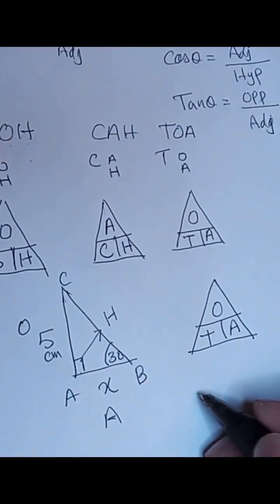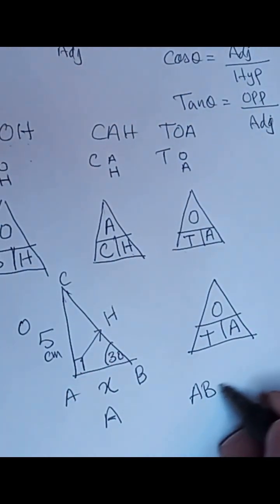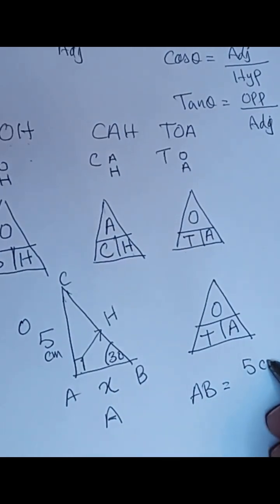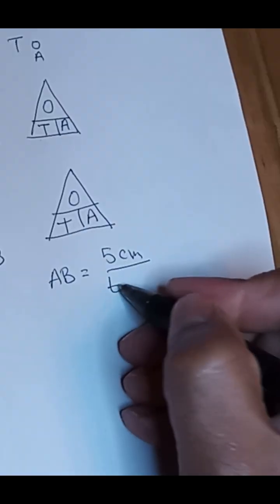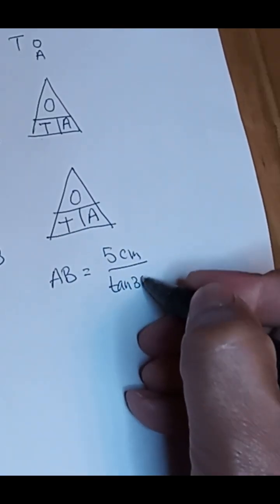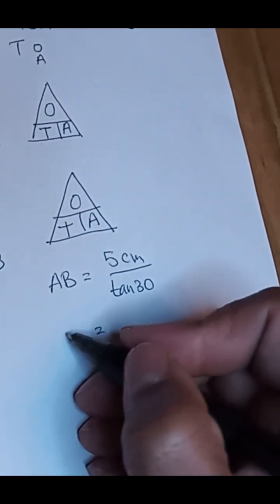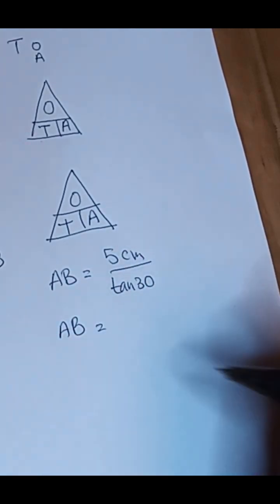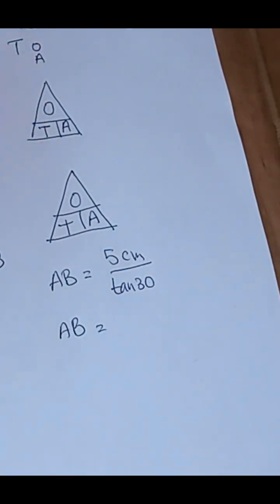So simply we're going to write down here AB is equal to opposite, which is 5 centimeters, divided by tan theta, which is tan 30. So we're gonna use our calculator: 5 centimeters divided by tan 30.